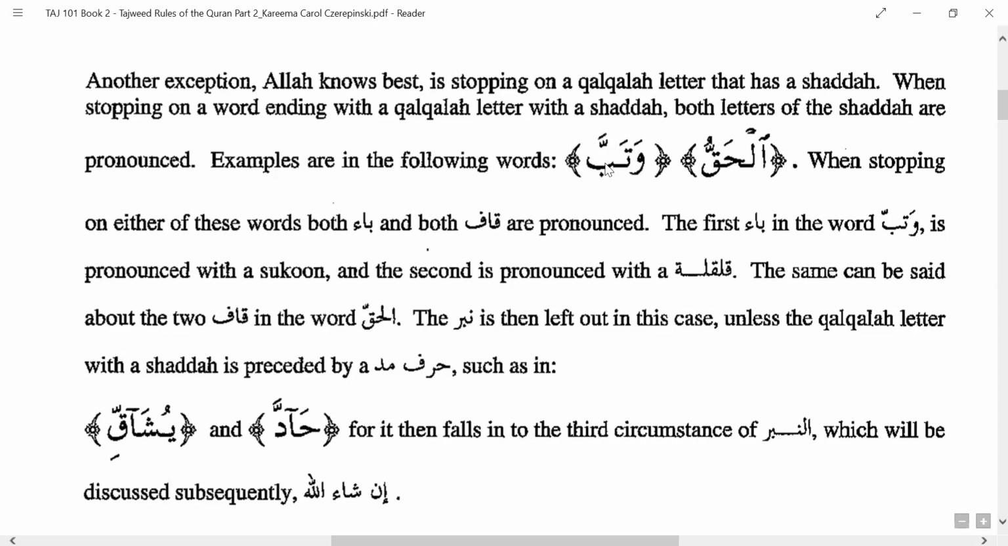Because what is the ruling for these letters with shadda? You have to do a qalqala, correct? There is an exception. These qalqala letters, if they have a shadda, I will not do qalqala on them, but I will do nabr. Why? Because they come under the third circumstance. We have not done that yet. We will do that inshallah soon.